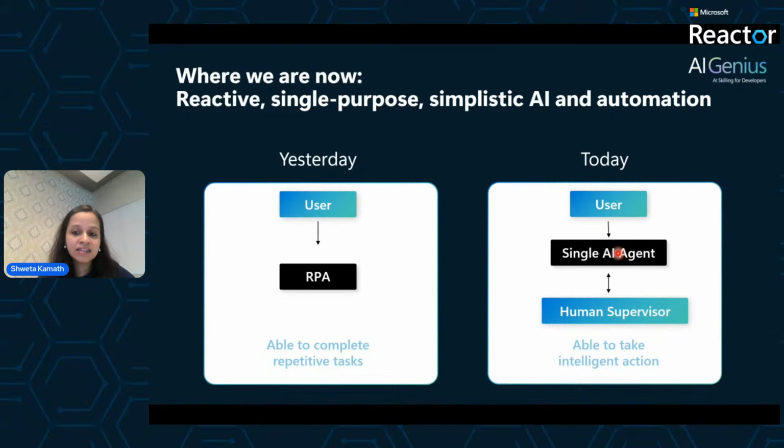And we are saying that there is a single AI agent and then there is a human supervisor, like I just spoke. And these two together are able to take an intelligent action. While an RPA would have just automated the process, here this process with an AI agent coupled with a human supervisor is able to do things more intelligently and might get you insights which the earlier system would not get.